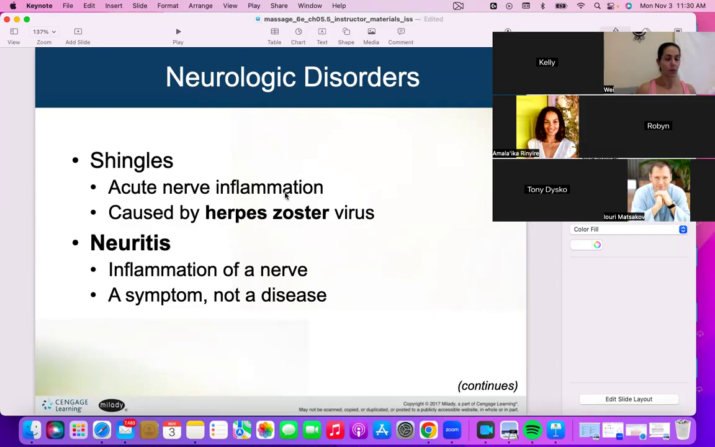Okay, neuritis, or inflammation of the nerve, is a symptom and not a disease. So it's like fever is a symptom, hot flash is a symptom, something like that, okay? So neuritis is a symptom of other conditions. Okay, nothing important about that besides.